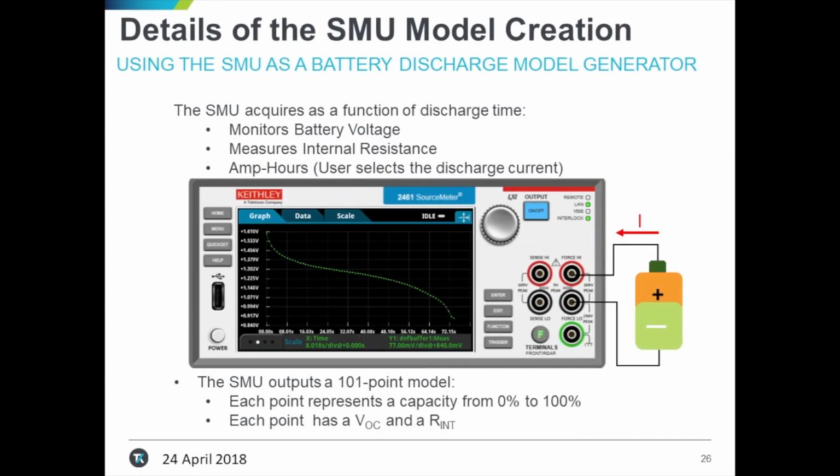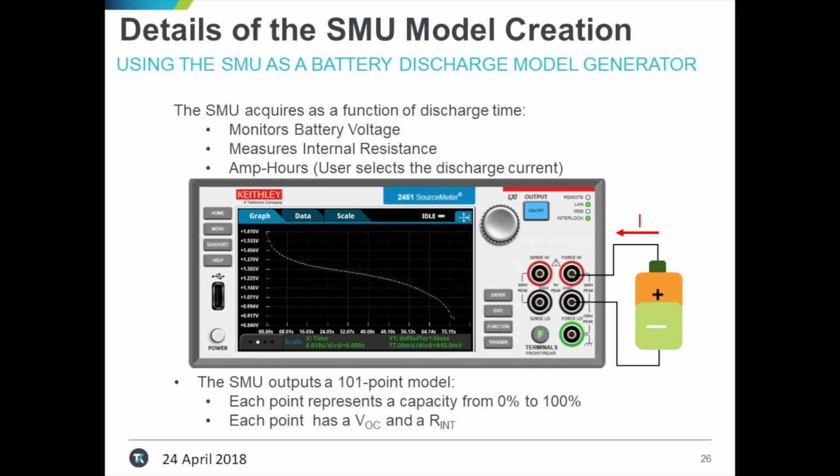So how does this all work? Well, the SMU model generating program does the following. Firstly, it monitors the battery voltage. And secondly, it creates momentary delta voltages, which create delta current, in order to measure internal resistance. It also monitors current and time to calculate amp-hour capacity. The modeling program has a number of programmable parameters. Probably the most important to highlight is the ability to program discharge current.